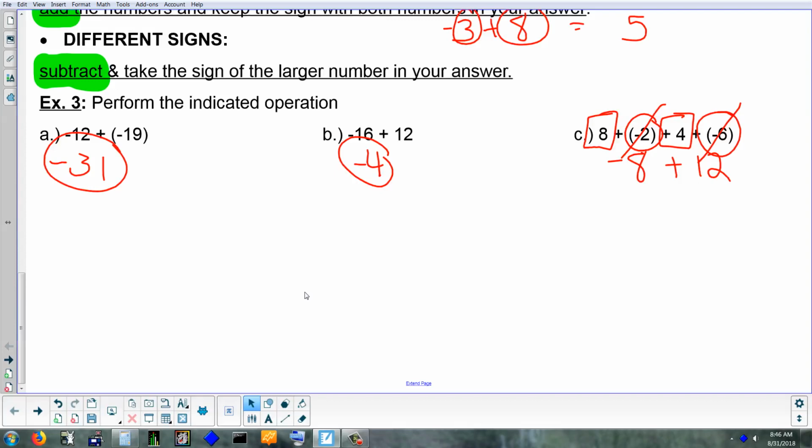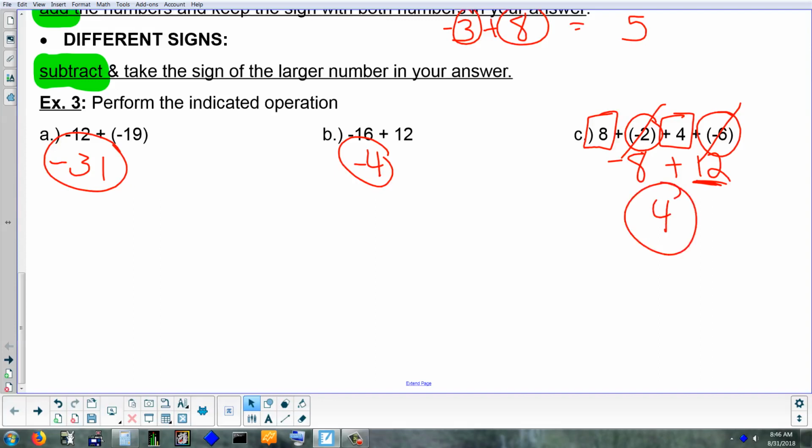12 is bigger than 8. I agree with you, 12 is bigger. So now I read from the bigger to the smaller. Do what the signs tell me to do. So I know my answer is going to be positive because 12 is bigger than 8. 12, Jake, 12 minus 8. Yeah? 4? 4, correct. Good job, buddy. Here's our final answer, 4.